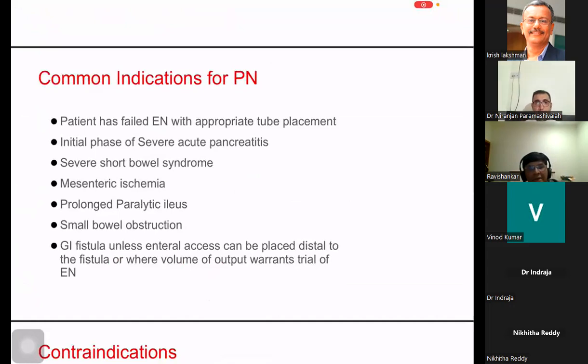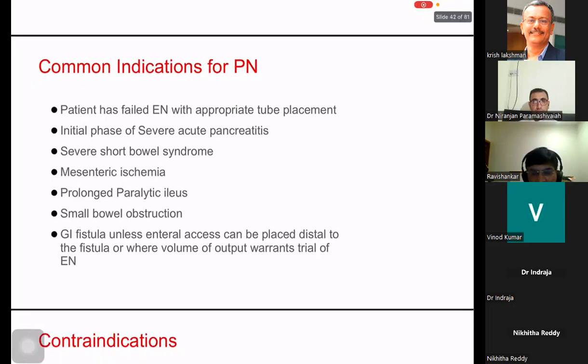Common indications for parenteral nutrition are failed enteral nutrition, the initial phase of severe acute pancreatitis, short bowel syndrome, mesenteric ischemia, prolonged paralytic ileus, small bowel obstruction, and GI fistulas in which the output is greater than 500 ml, and when the distal bowel is not normal.